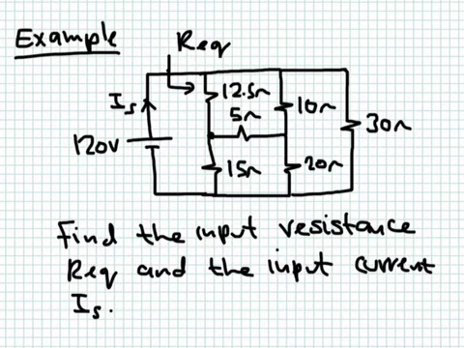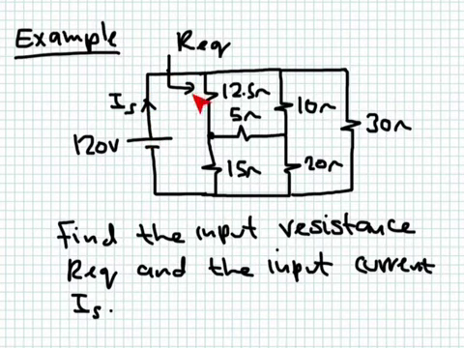Okay, let's take a look at another example. We have this circuit here, and would like to calculate the input resistance seen by the source. We have here one source. If we had multiple sources in this branch, we'd have replaced them by a single source because they are all connected in series. But here we have only one source, and would like to calculate the input current IS, the current supplied by that source.